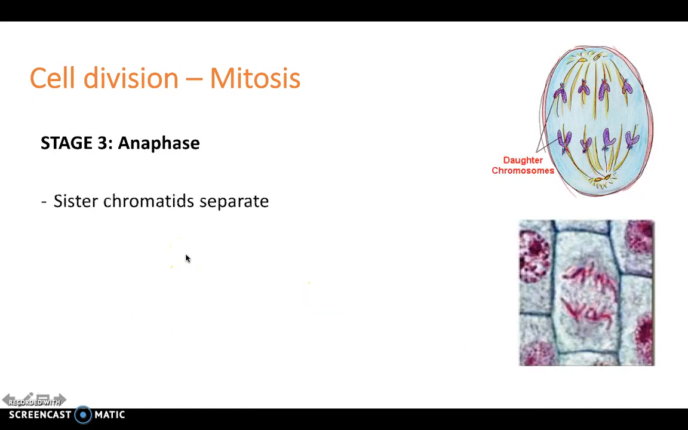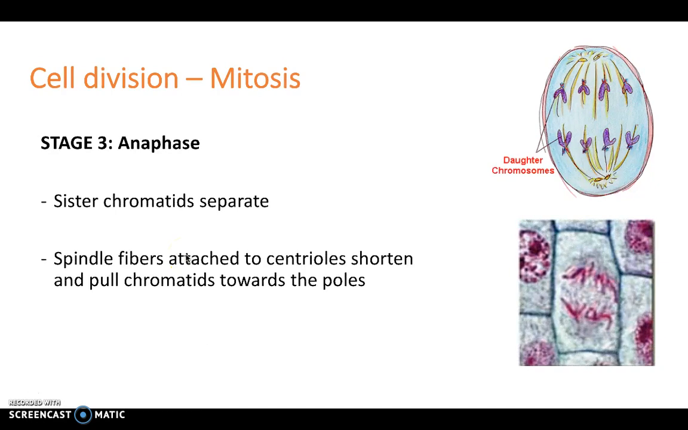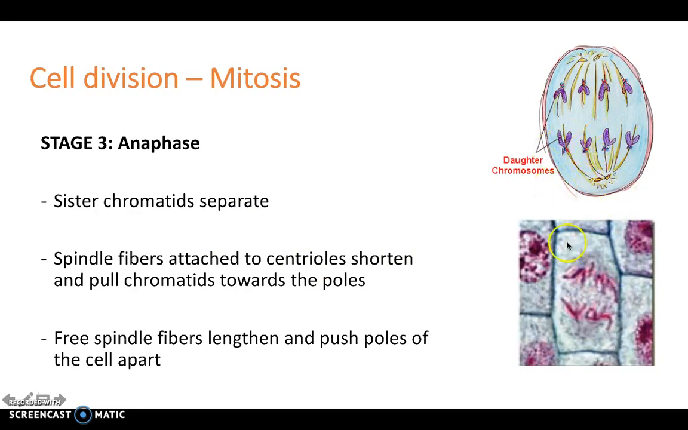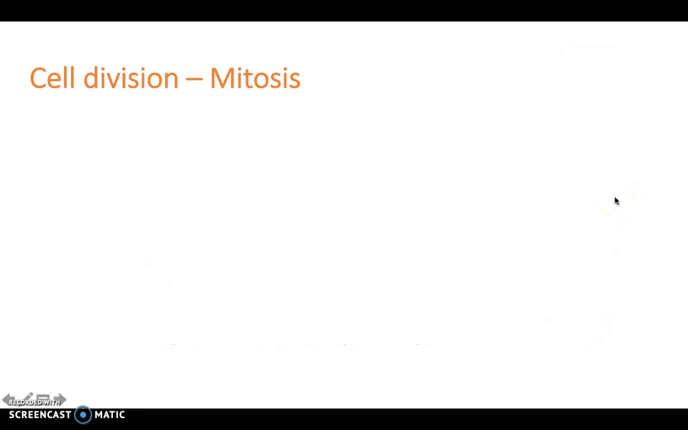Next we have anaphase. This is where the sister chromatids separate, and they're pulled apart by the spindle fibers attached to the centrioles, which shorten and pull the chromatids towards the poles. In other words, we're pulling a chromatid, half of a chromosome, towards each end of the cell.